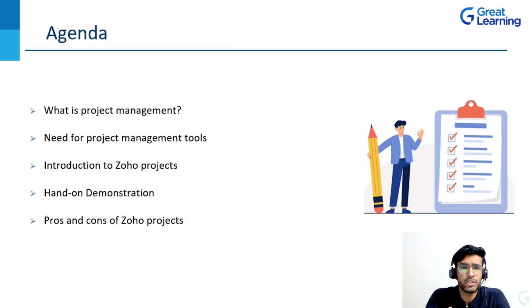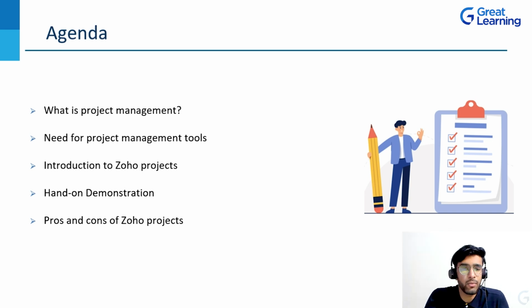Now, there are so many project management tools in the market. For example, Asana, Slack, Jira, and now we have the Zoho project management tool. We need to understand why there is a need for so many project management tools in the market. We'll be understanding what necessity they fulfill, or what advantages project management tools provide business organizations to actually increase their productivity. That's what we'll be discussing in the second module, wherein we'll be discussing the need for project management tools.